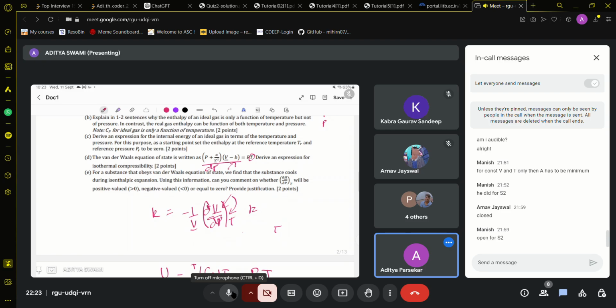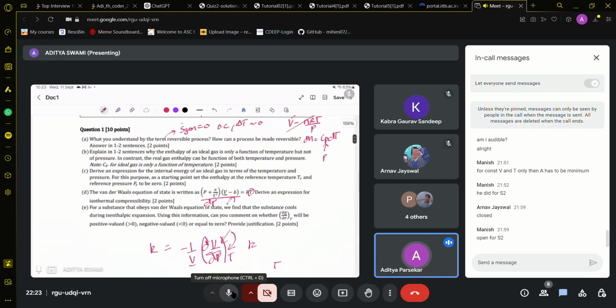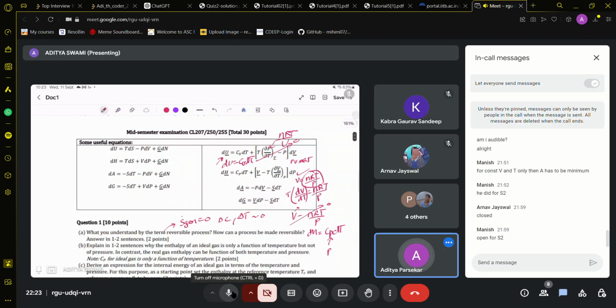Using this information, can you comment on whether dH by dP will be positive valued, negative valued, or equal to 0? Provide justification. So what you do is you have been provided with this equation here. For an isenthalpic process, this will be equal to 0, and you can write dT by dP as (v minus T dou v by dou T at P) upon minus Cp.